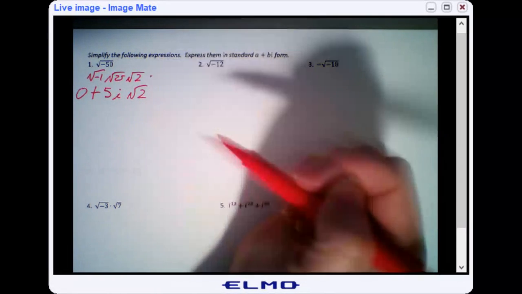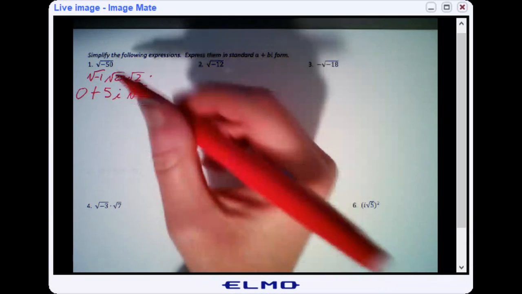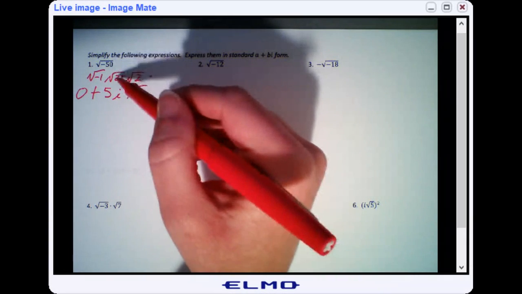This is review from Algebra 1. So you find the biggest perfect square that goes into 50. In this case, it would be 25.